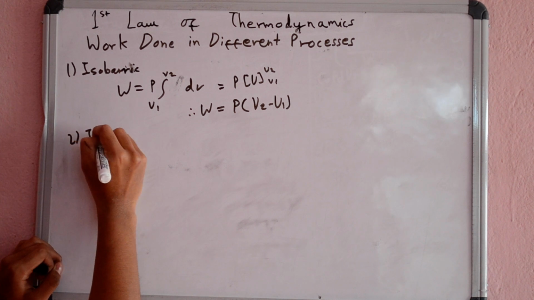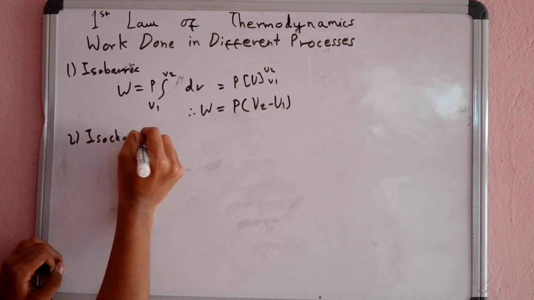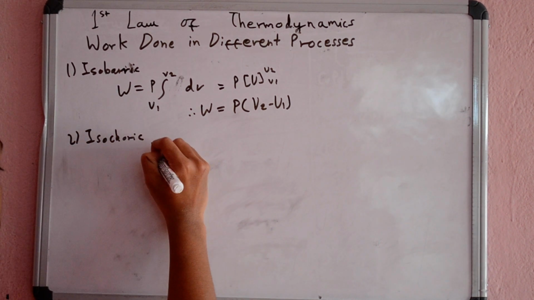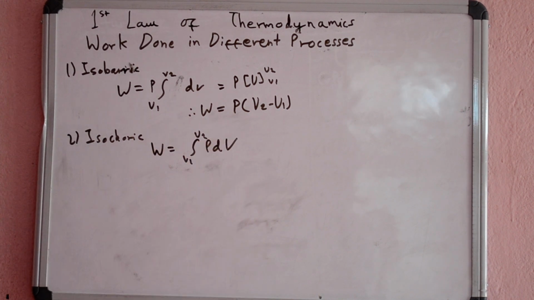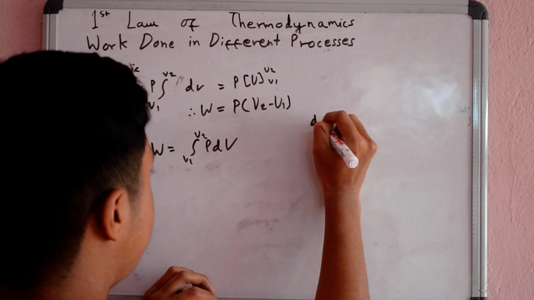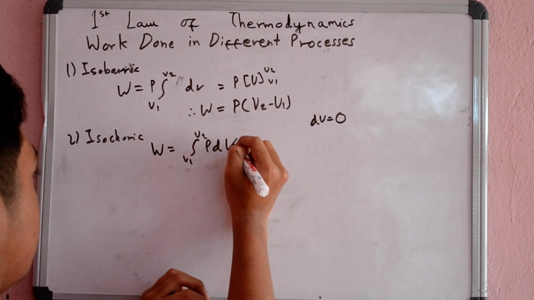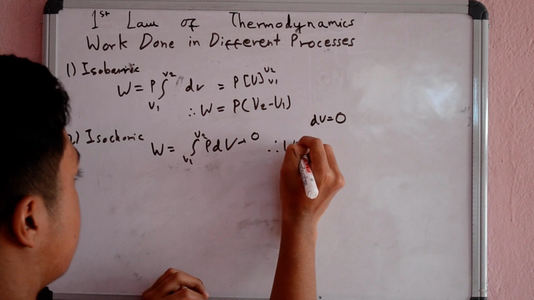Now for isochoric. So here work done is equal to the integral from V1 to V2 of P dV. Now for isochoric, dV equals 0. So if this is 0, then there is no work done.